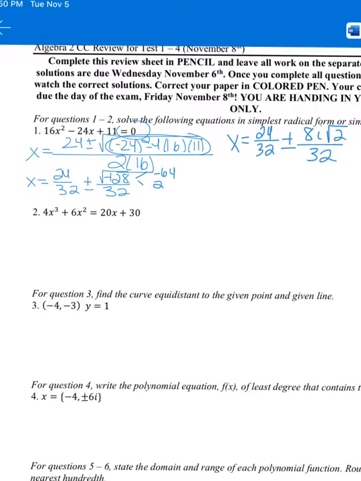And then last, I just clean up the fraction. So 24 divided by 32 turns into 3 divided by 4. Plus or minus 8 divided by 32 turns into 1 divided by 4. If you want to put a 1 out here, you can, but you don't have to. And then the i square root of 2 kind of just gets dragged along.